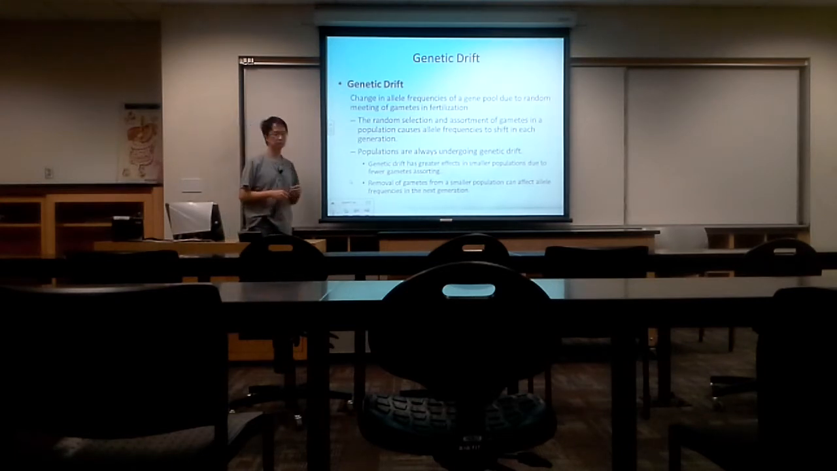First, after mutation, we'll talk about genetic drift. Genetic drift is a change in the allele frequency due to the random meeting of gametes in fertilization. That means the mating is randomized. Random selection and sampling of gametes in a population causes allele frequency shift in each generation. It is similar to mutation in that it requires randomization of the gametes and randomization of the selection of the gametes.